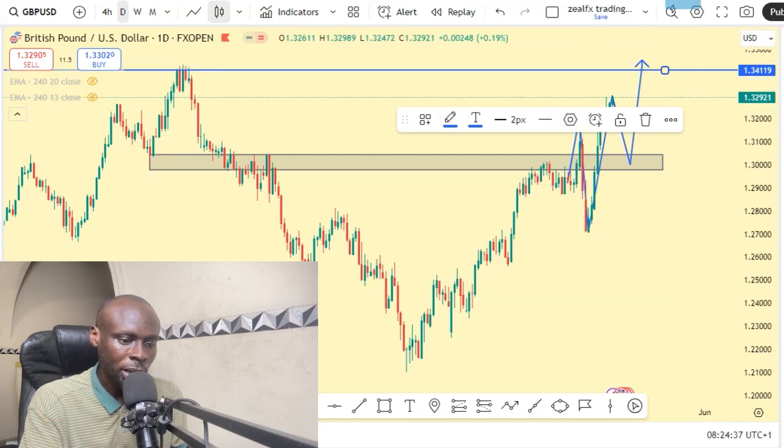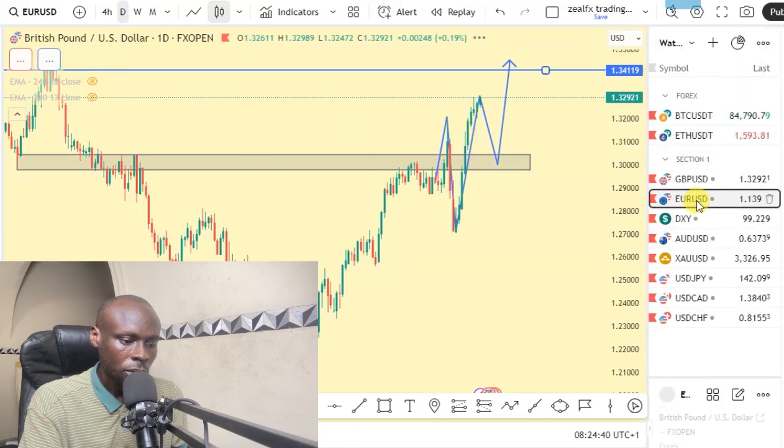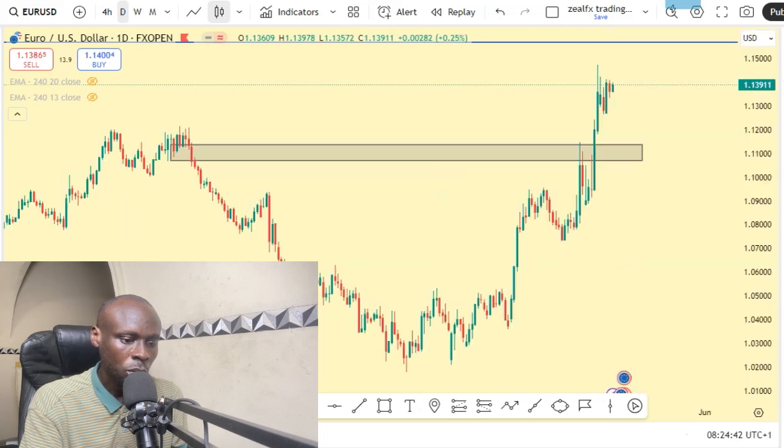So let's look at our next pair, which is the Euro USD.